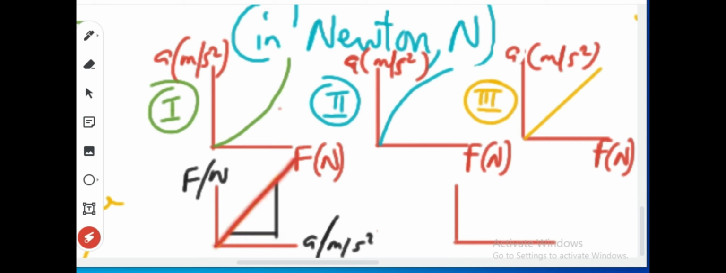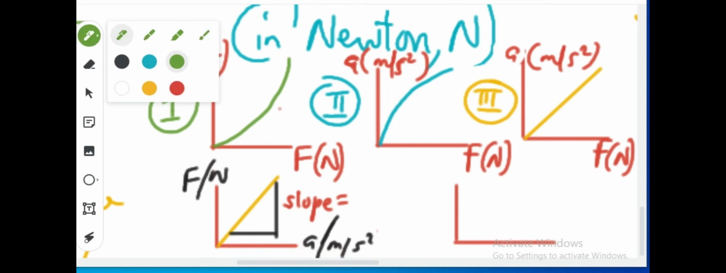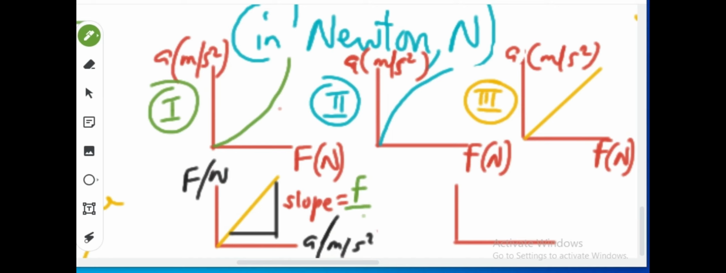And when you are drawing your graph, the line should be a line of best fit, is it not? Yes. Alright, so let's see. What will the slope give me? Slope or gradient is equal to what over what? Rise over run. What's the rise? Force. What's the run? Acceleration. So the slope is F over A.